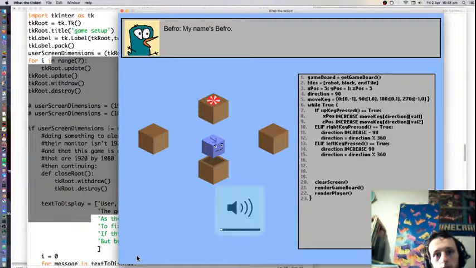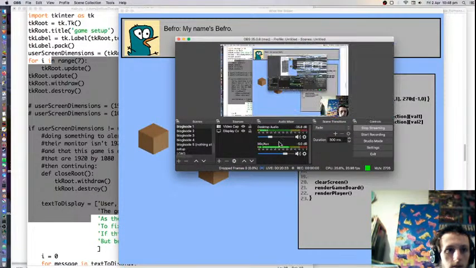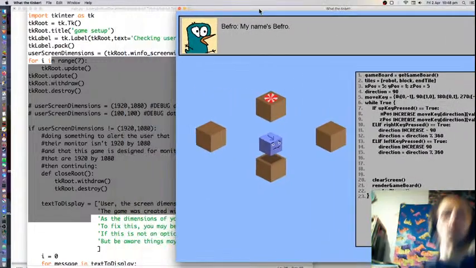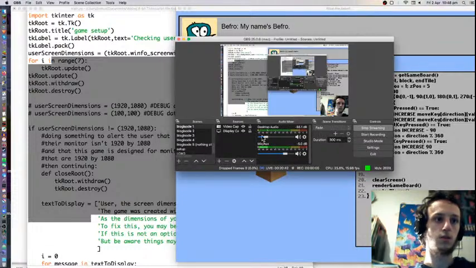Oh, I can turn my volume down. Bro, using a computer's hard. Studying computers not too bad. Using one, oh dear. Alright. So essentially, I could turn the volume off. Let's turn the volume off.